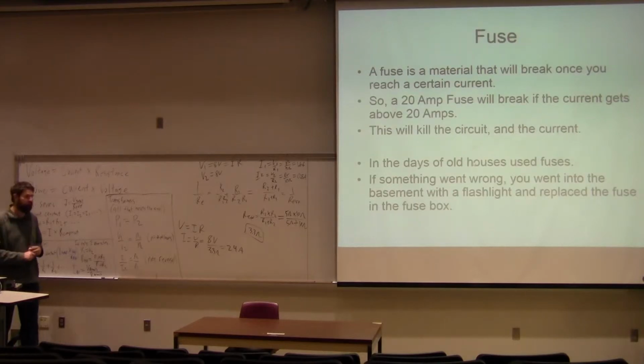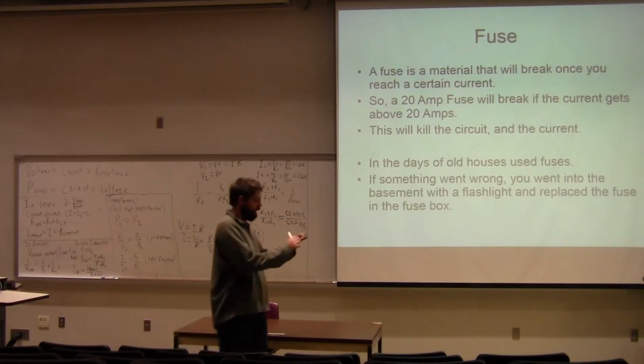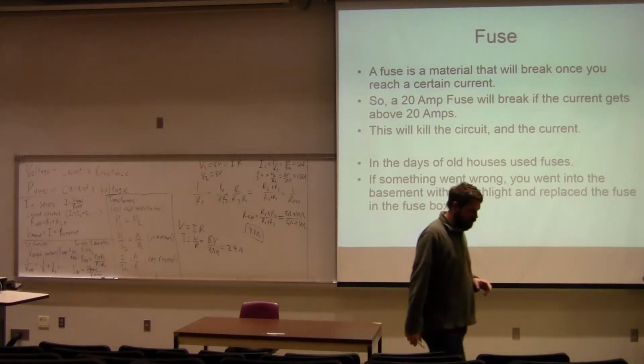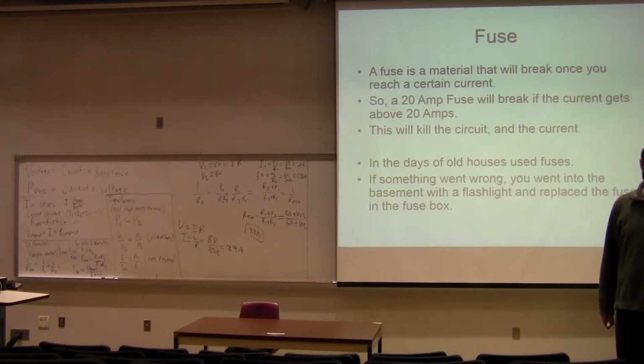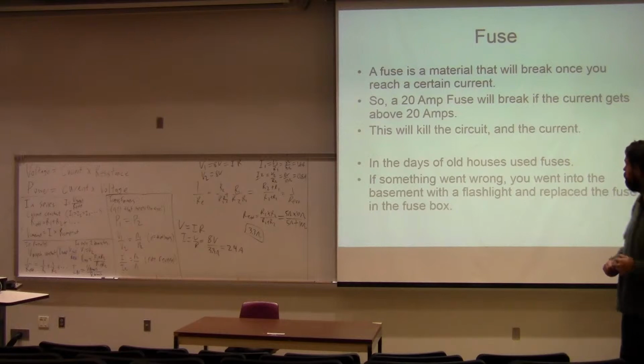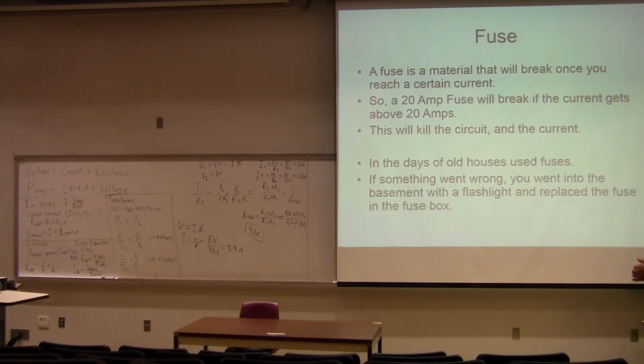The first way is through a fuse. Now, a fuse is a strip of wire or metal that if the current gets too high, it'll heat up the wire enough that it'll break the wire and thus break the circuit, so that you can't get over that amount of current. It gives you a maximum limit to the current. That's called a fuse. So a 20 amp fuse will break if the current gets above 20 amps. So you can never get above 20 amps if you have a 20 amp fuse in your circuit. This will kill the circuit and kill the current, because now your resistance goes to infinite.